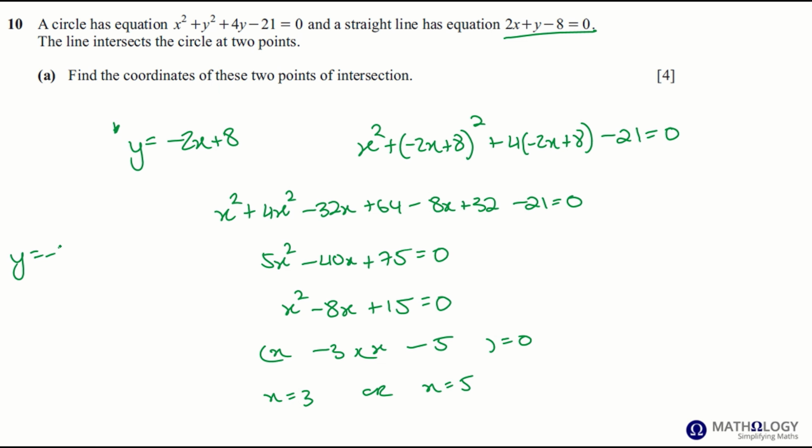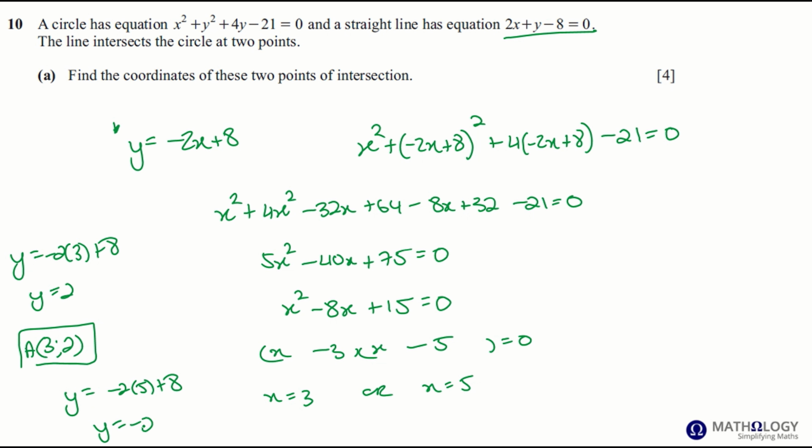So y equals minus 2 times 3 plus 8. y equals 2, so the first point of intersection is going to be 3, 2, and we'll call that point A. And then the second point, y equals minus 2 times 5 plus 8. y equals minus 2, so the second point of intersection will be B, 5, minus 2.